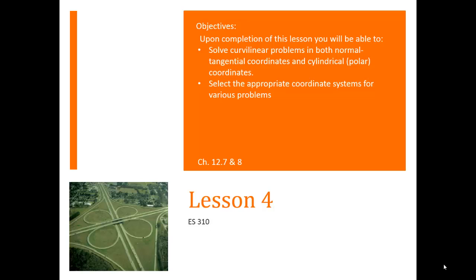In Lesson 3, we learned how to solve kinematic equations using Cartesian coordinates, or the XY coordinate system. Today we are going to look at kinematic problems where other coordinate systems are more useful in their solutions. These coordinate systems include normal tangential coordinates and cylindrical coordinates. We'll also talk a little bit about when it's appropriate to use each of the three coordinate systems. More information can be found in Kibler's Dynamics book, Chapter 12, Sections 7 and 8.